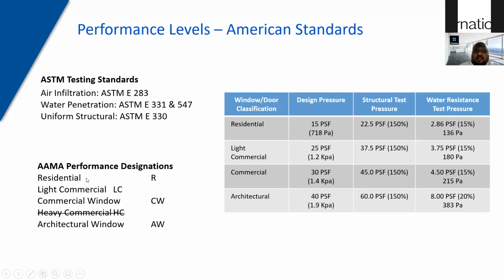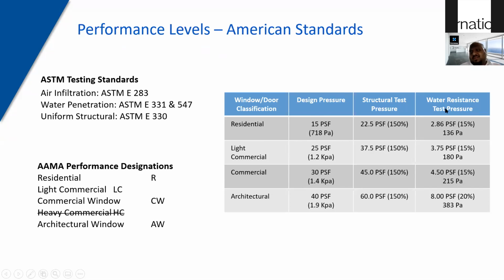In terms of classification, as long as you get a certain design wind pressure. For example, the American standard classifies basic criteria for different typologies of building. For example, in the residential sector, if you have villas, they're happy with 15 PSF, which is equivalent to 0.7 kPa. And the structural test pressure is 1.5 times this value.